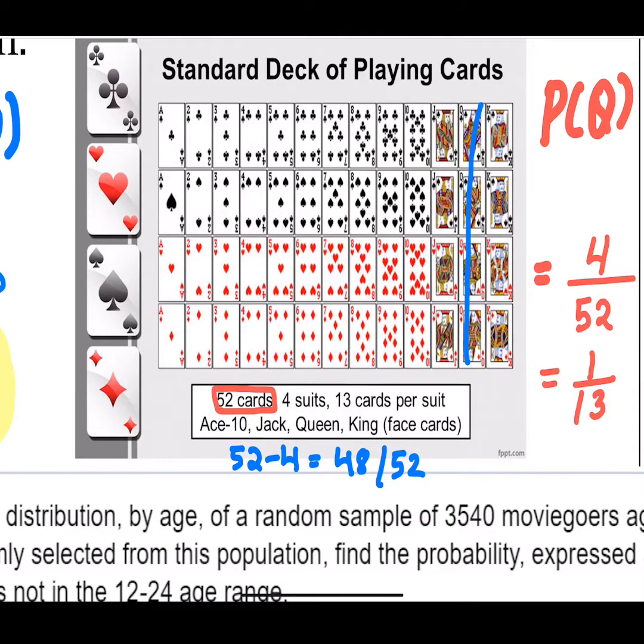So how many of the cards are not queens? Oops, 48 of them are not queens. 48 over 52. That will again give you 12 over 13. So it doesn't matter which way you do it. It's the same.